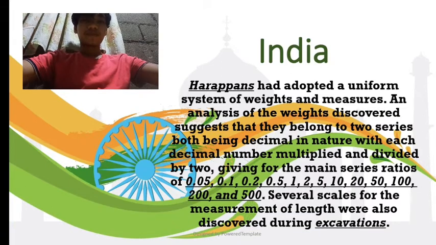Harappans had adopted a uniform system of weights and measures. An analysis of the weights discovered suggests that they belong to two series, both being decimal in nature, with each decimal number multiplied by and divided by 2, giving for the main series ratios of 0.05, 0.1, 0.2, 0.5, 1, 2, 5, 10, 20, 50, 100, 200, and 500.